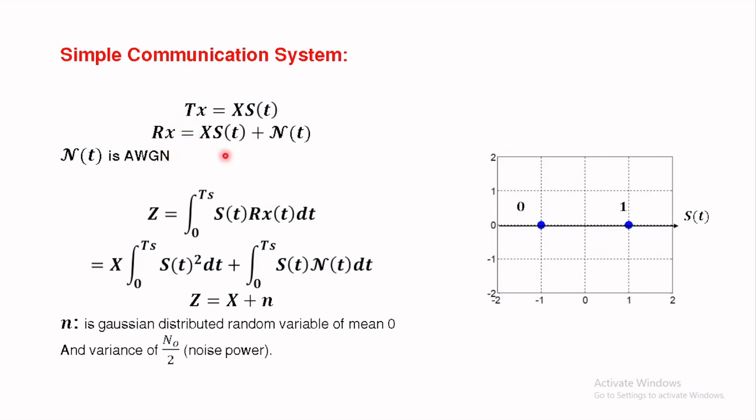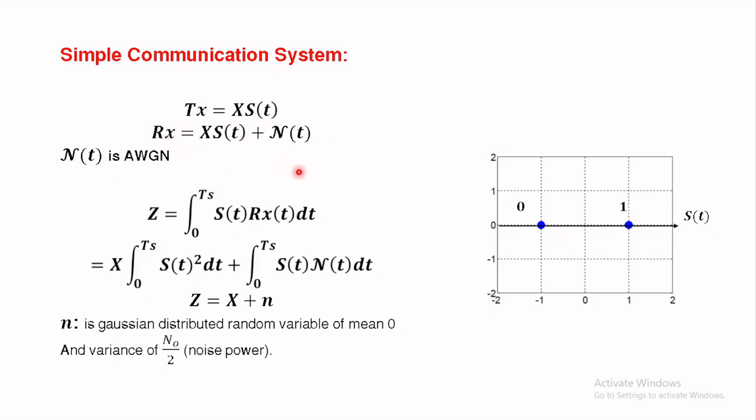At the receiver, we will receive this transmitted signal plus an additive white Gaussian noise, which is one of the most important models in digital communication. It is additive because we add it to the transmitted signal, white because it's assumed to have a constant energy across all the bandwidth, and Gaussian because it's assumed to have a Gaussian distribution. So the receiver will receive this signal.